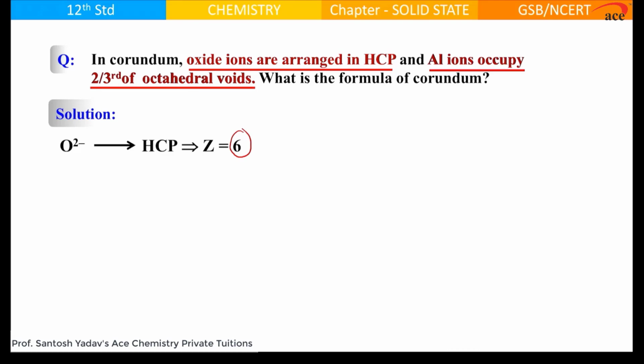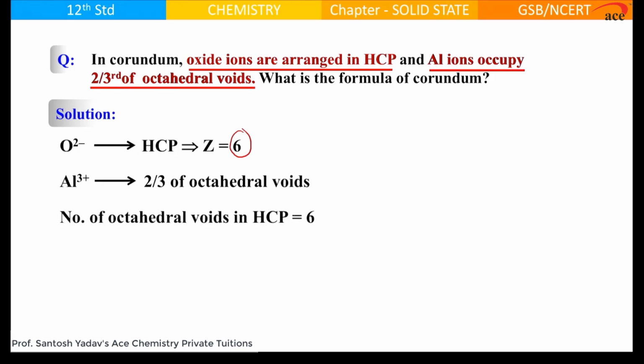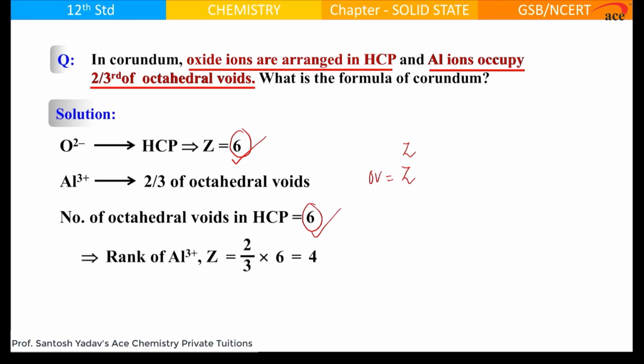Then aluminum ions occupy 2/3 of octahedral voids. Now, why is aluminum going into octahedral void? Because aluminum is a smaller size ion; smaller ions go into voids and larger ions go into packing or lattice points. So, what are octahedral voids? 2/3 of octahedral voids. How many octahedral voids are present in HCP? 6 only, because we know if the number of spheres is Z, the number of octahedral voids is also Z. So, Z is 6, the number of octahedral voids is also 6. 2/3 of that is aluminium, that means aluminium is 4.